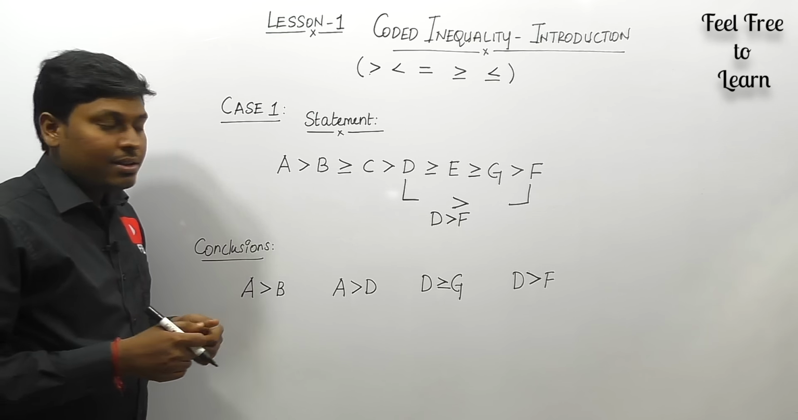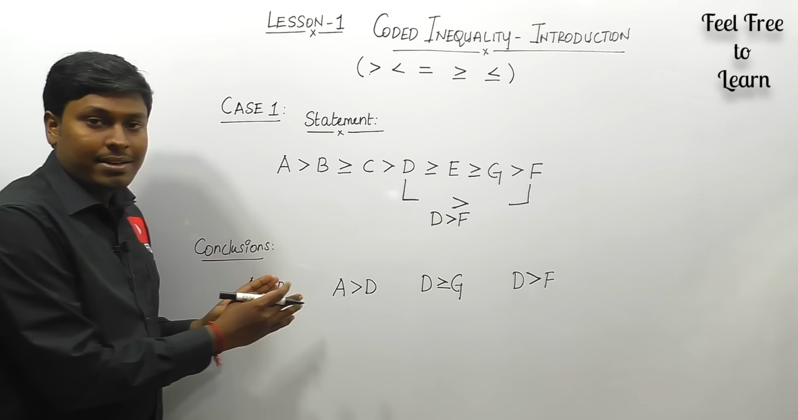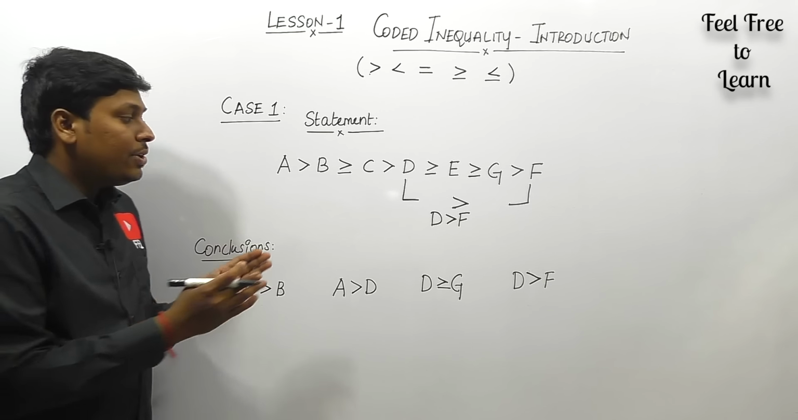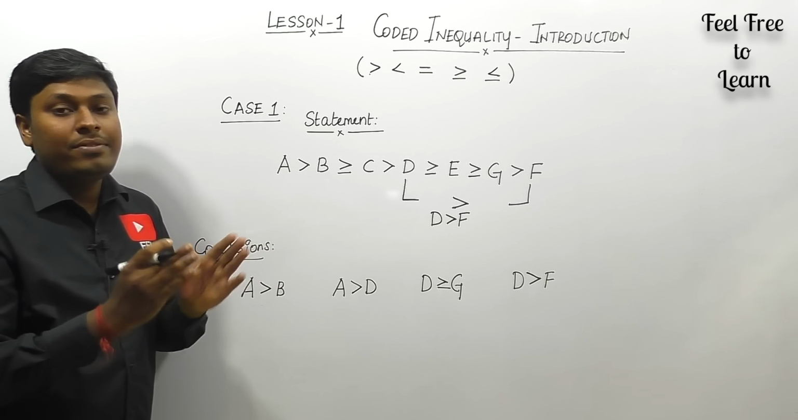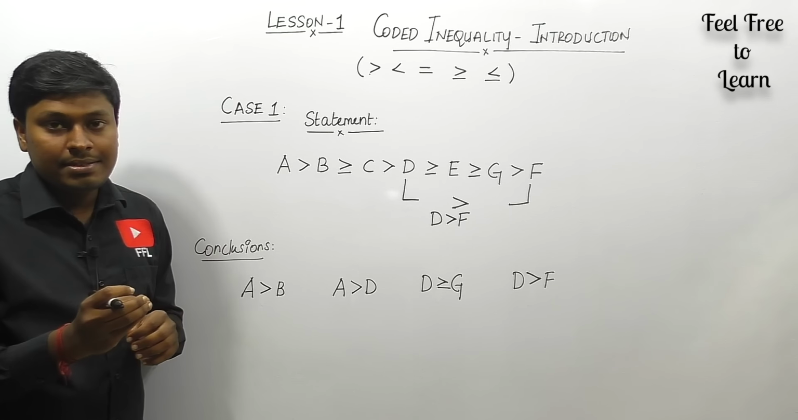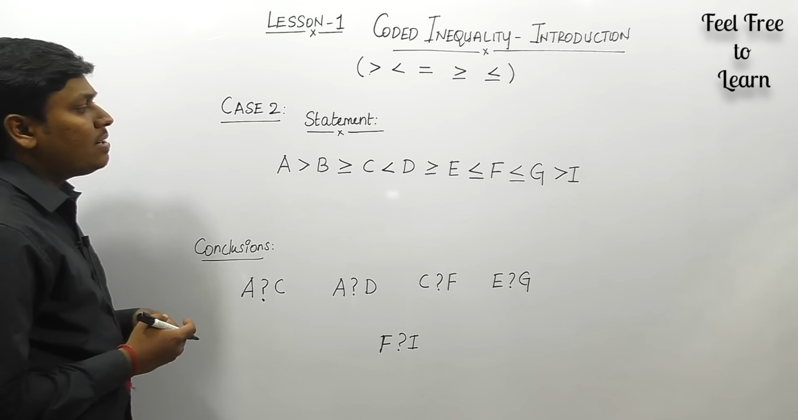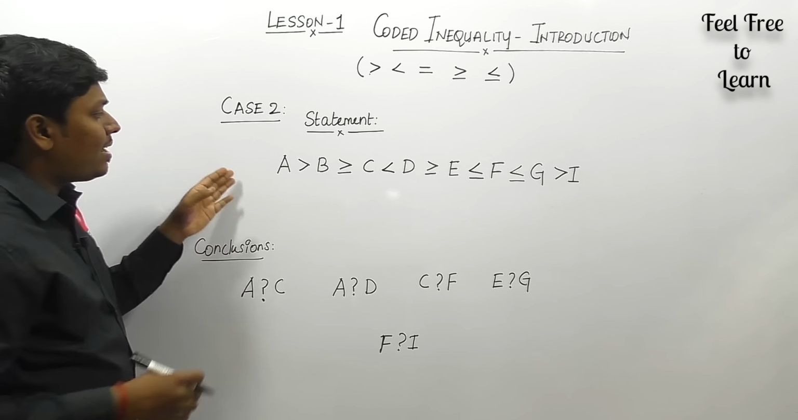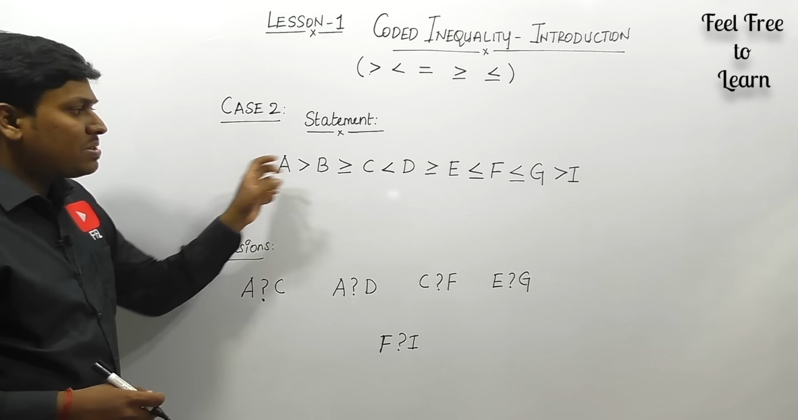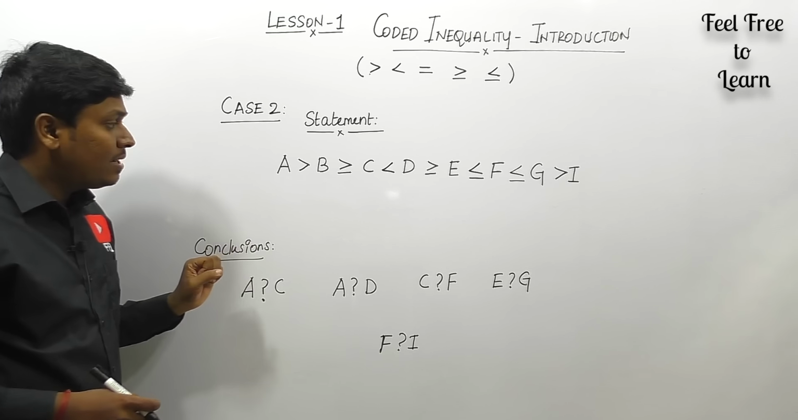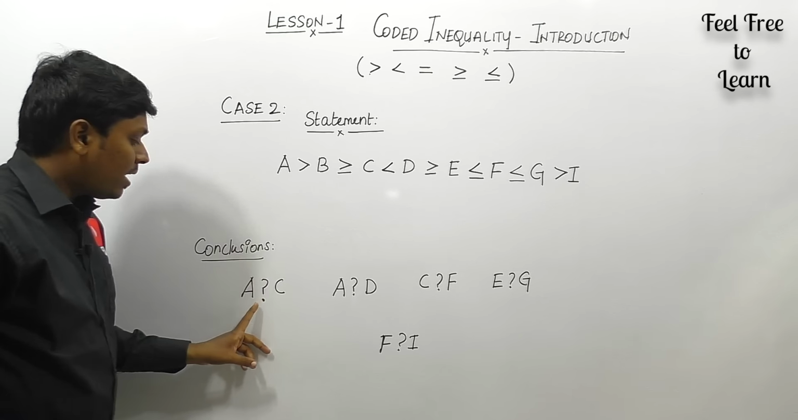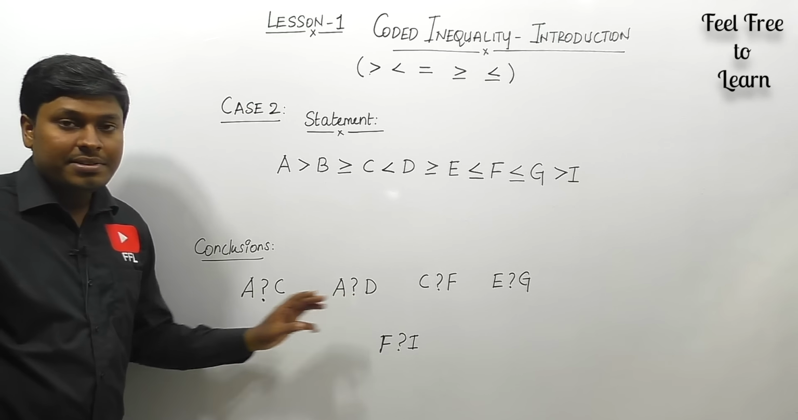So friends, got it? We just need to see where both the letters are, and after seeing both the letters, you need to find how many symbols are between both the letters. After finding the symbols, you need to pick only the common symbol. Case number 2. Similarly, they have given a statement that is A greater than B greater than or equal to C. Similarly, they have given a lengthy statement, right? By using the statement, we need to conclude the relationship for all these conclusions.